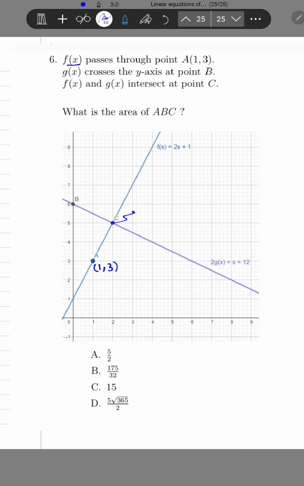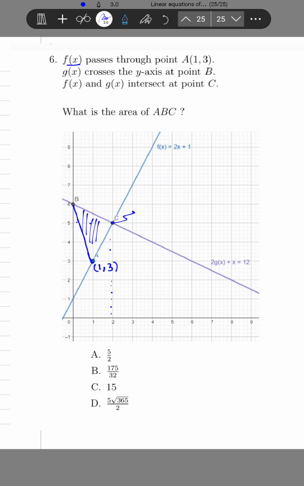Again, we can see C is (2, 5). This is what we see graphically, but again, we need to verify the exact value of that. Once we know this, we are asked to find the area of the triangle here, A, B, and C. We need to find this area. That's the question. Let's do now step by step.